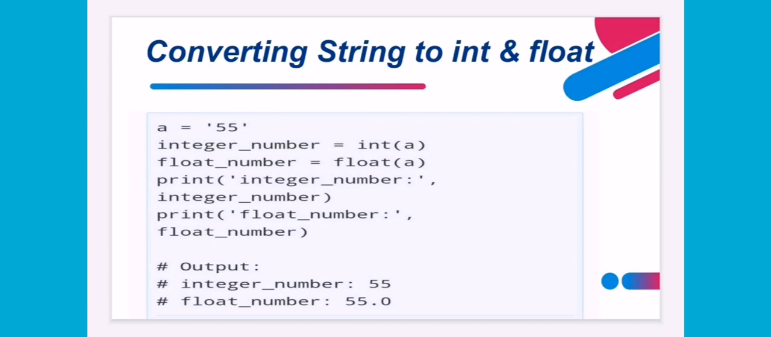Now I can print integer number and float number. What we will see is integer number equal to 55 and float number equal to 55.0. This means now 55 is an integer number and 55.0 is a floating point value. So now it's not a string. So easily we can convert a string to int and float.